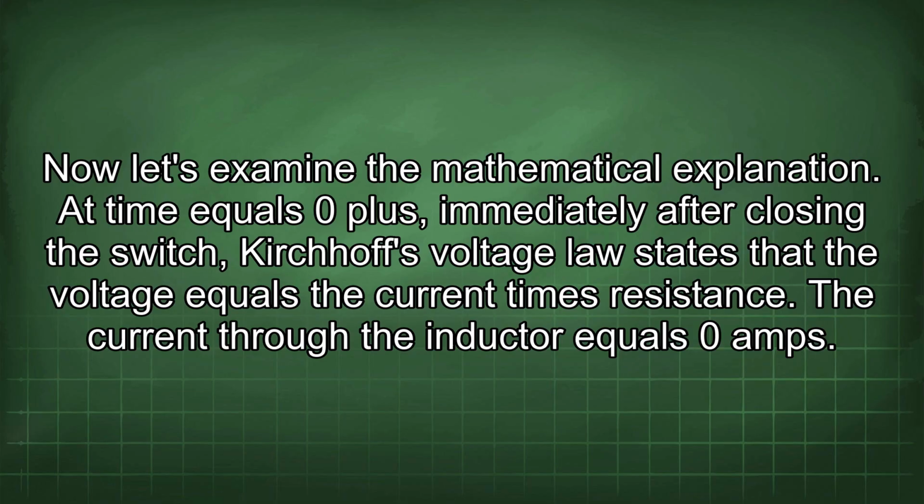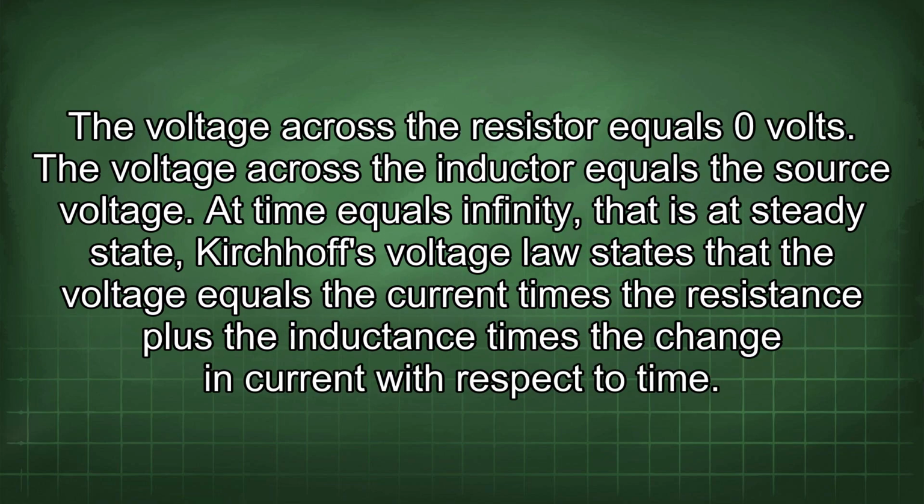At time equals 0 plus, immediately after closing the switch, Kirchhoff's voltage law states that the voltage equals the current times resistance. The current through the inductor equals 0 amps. The voltage across the resistor equals 0 volts. The voltage across the inductor equals the source voltage.